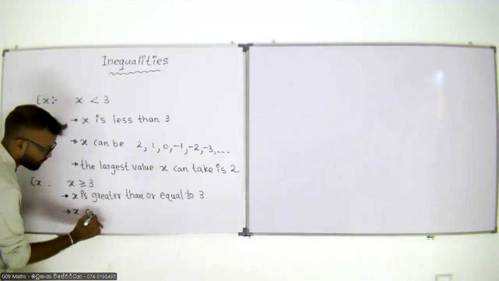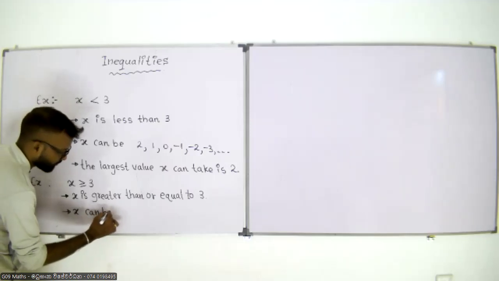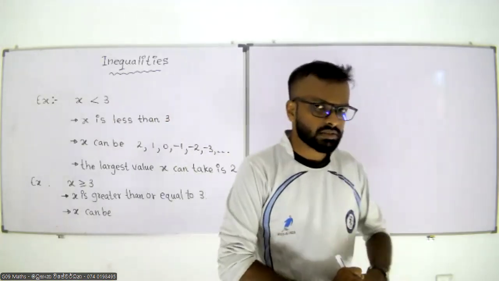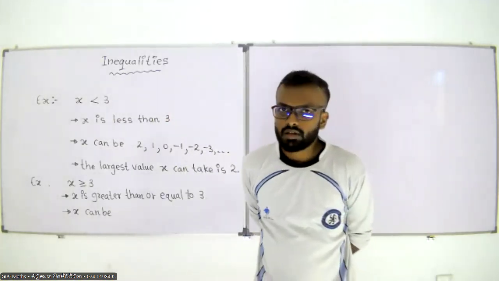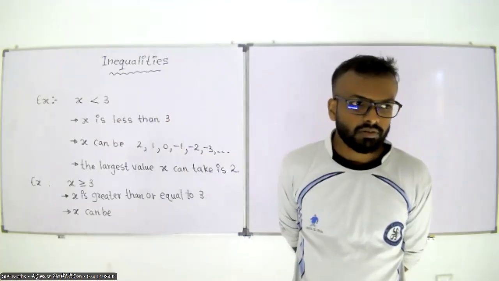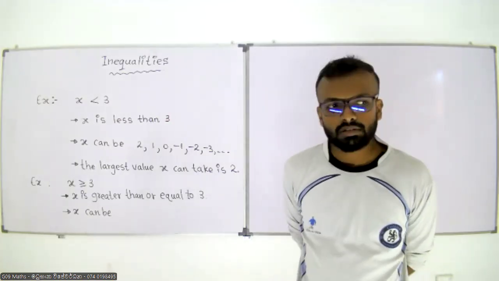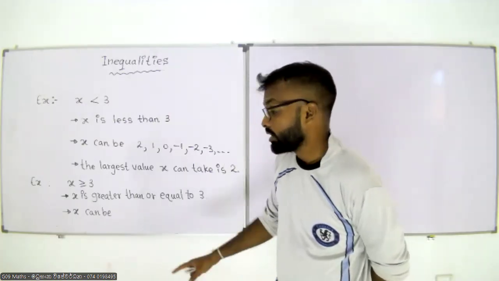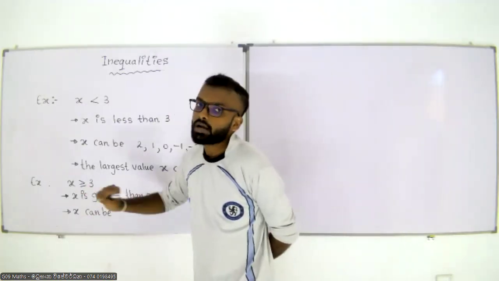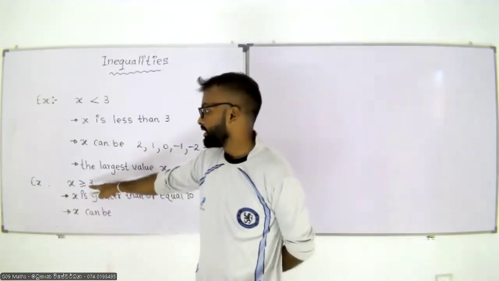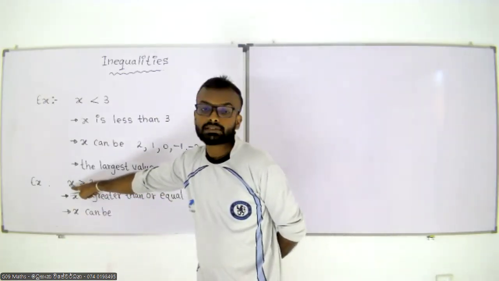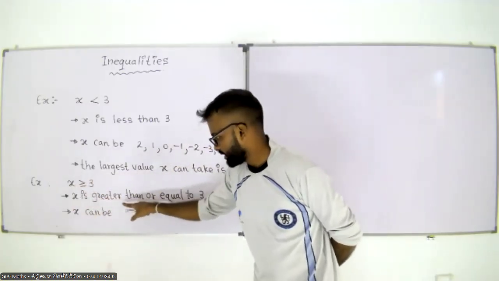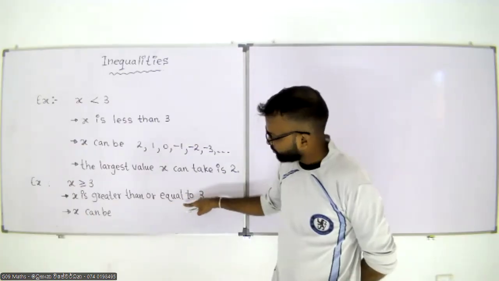So x can be, can we take 3? Can we take 3 as x? Can we include the number 3 for the x value range? Yes or no? Yes. Right? Yes, because we are having an equal mark here. This x is also equal to 3. X is greater than or equal to 3.